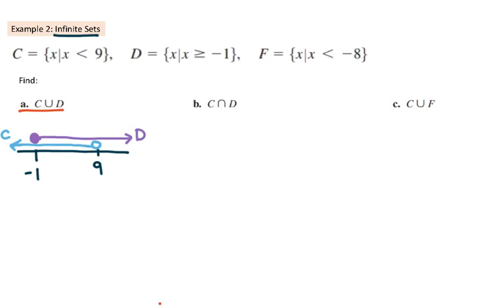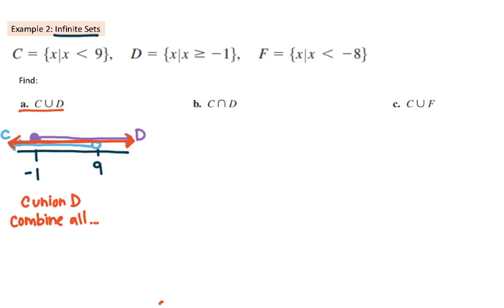Union, remember, means combine all. So imagine we were going to take that blue graph and that purple graph and glue them together. What would happen if we did that? Let's use orange. We would get a graph that goes to the left forever and to the right forever.